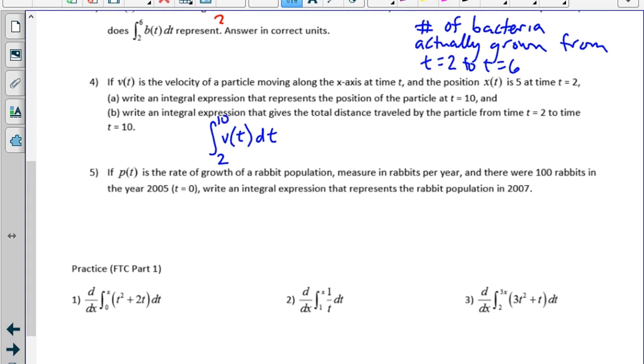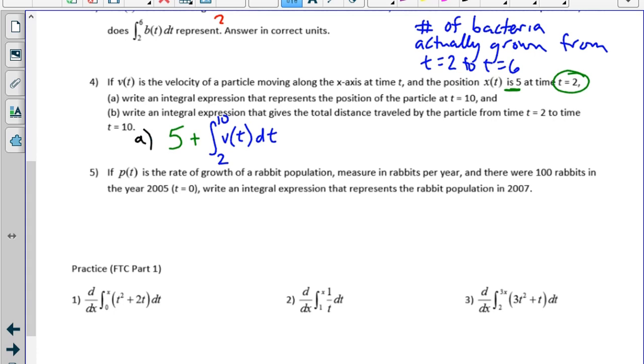Now, the reason why we're going to take the integral of that is we know that the integral from 2 to 10 is going to tell us the total change from time 2 to time 10. So this will give us the net change from time 2 to time 10. Then all we have to do after that is know where we started. And if we know that we started when time was 2 at 5, we can do 5 plus the integral from 2 to 10 of v of t dt. That gives us the answer for part A.